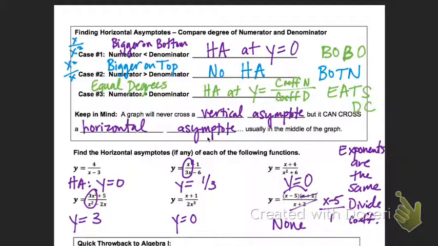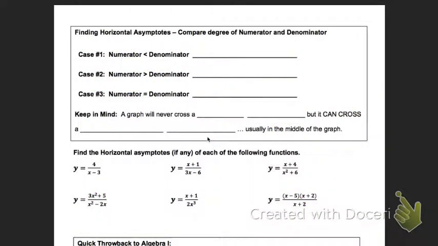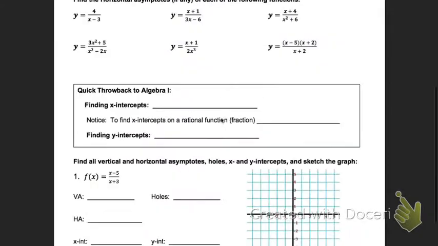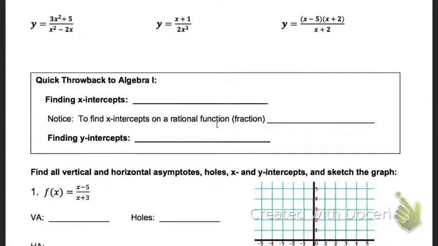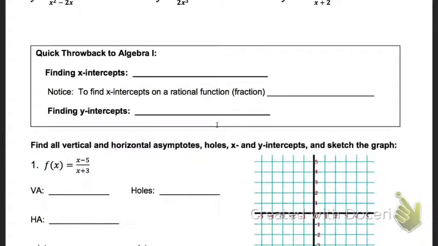So now that we have our knowledge of vertical and horizontal asymptotes, we're going to start graphing these functions. But we do need to remember how to find x and y intercepts. Throwback: how do you find an x-intercept? You set y equal to 0. So whatever you get, your ordered pair is x comma 0.